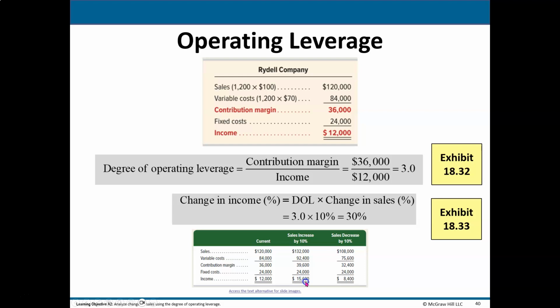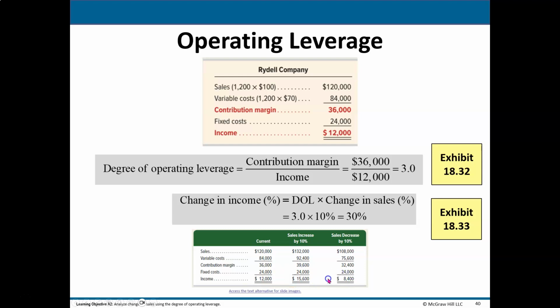We can also look at that on the flip side. What if sales decrease by 10% in opposition to our current level of sales? Well, if my sales decrease by 10%, instead of making $120,000 in sales, I decrease it by 10% and I only make $108,000 in sales. If that were to happen, then my income would be 30% less than the 12,000.